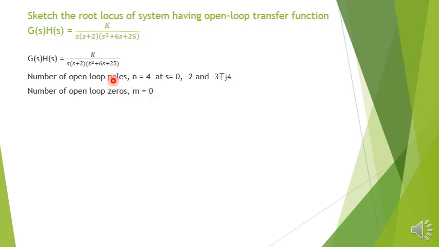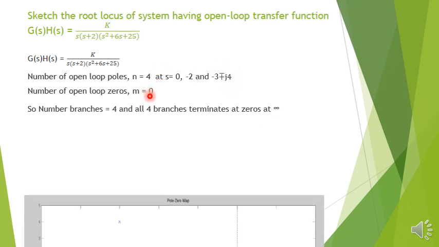So the number of branches is the maximum of n or m. In this, the maximum is 4. So the number of branches equals 4, and n minus m branches terminate at infinity. Here m is equal to 0, so all the 4 branches which start from these 4 poles, 0, minus 2 and minus 3 plus or minus j4, terminate at zeros at infinity. So based on this, we will mark these poles and zeros in the s-plane.